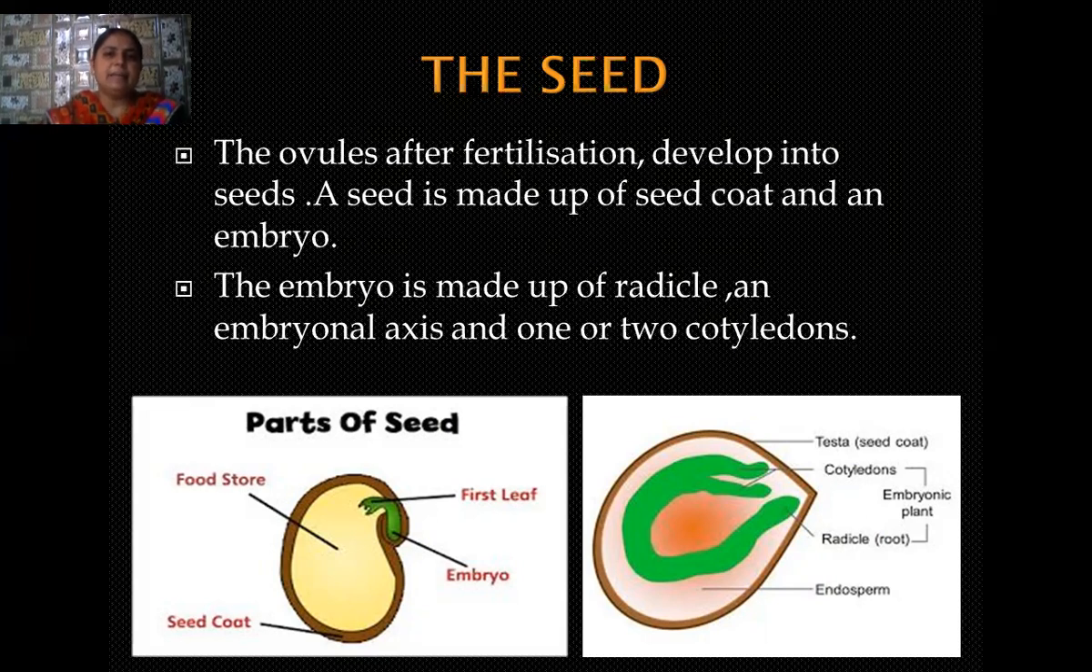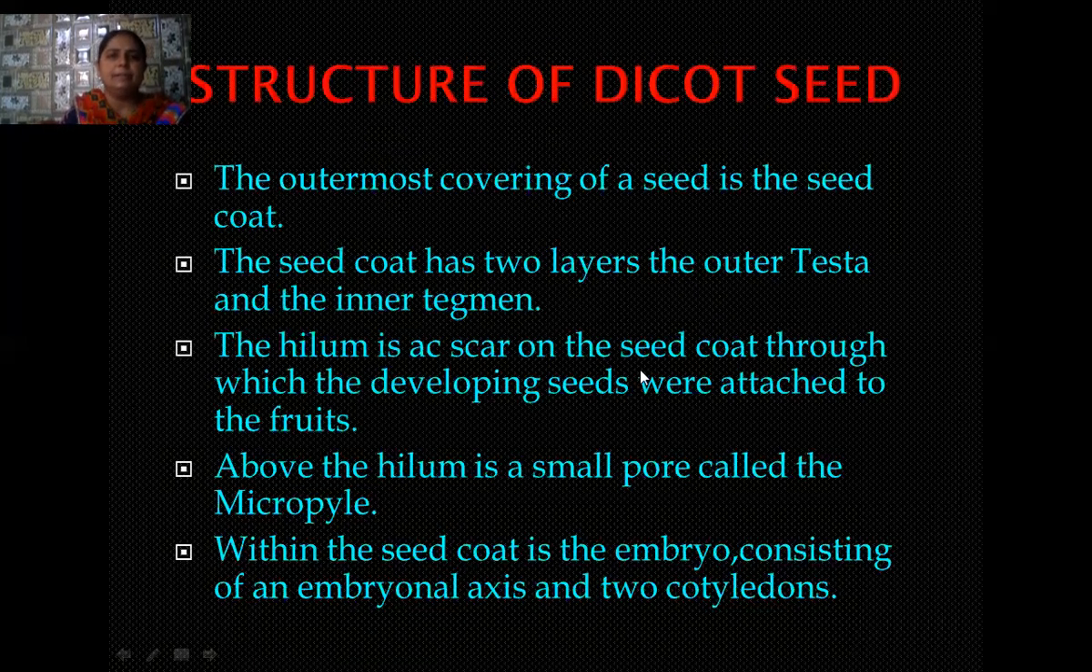that inside the embryo the radicle is present, and this radicle is the progenitor of the root. And similarly, the plumule is also there, and that is the progenitor of the shoot. Besides this, we have the embryonal axis. That is an axis which is passing through the center of the embryo, and one or two cotyledons are present. If one cotyledon is there, then you can say it is a monocot type of seed. Otherwise, if two cotyledons are there, it is a dicot seed.